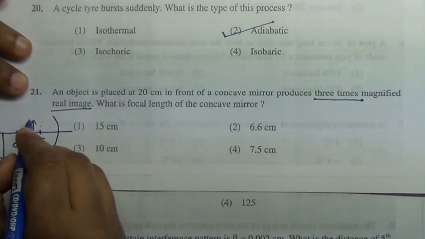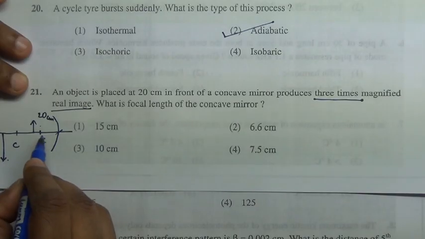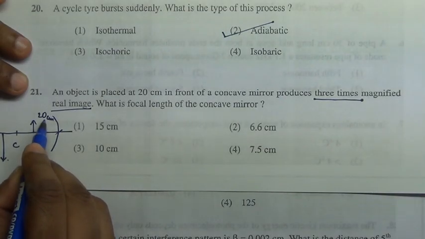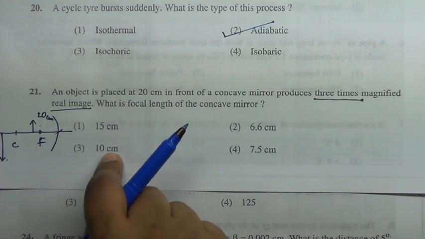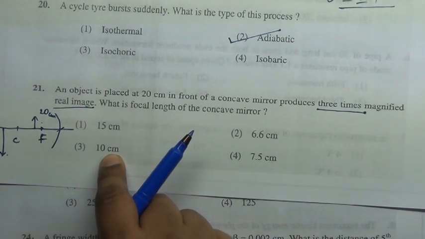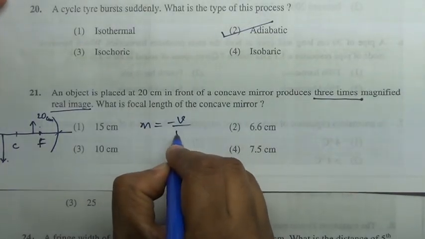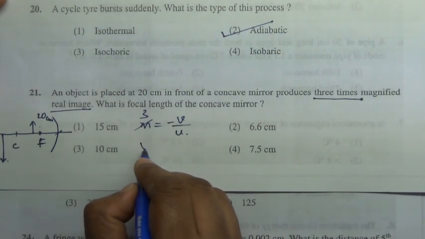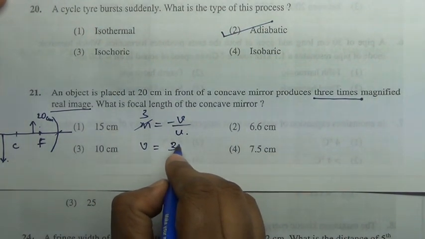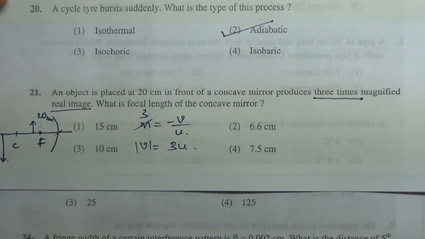Okay. Object distance is 20 cm. Therefore, focal length should be, this is focal length, less than 20 cm. All are less than 20 cm. So we have to work it out. Now, magnification is minus v by u. Since it is 3, therefore magnitude of v equal to 3 times u.